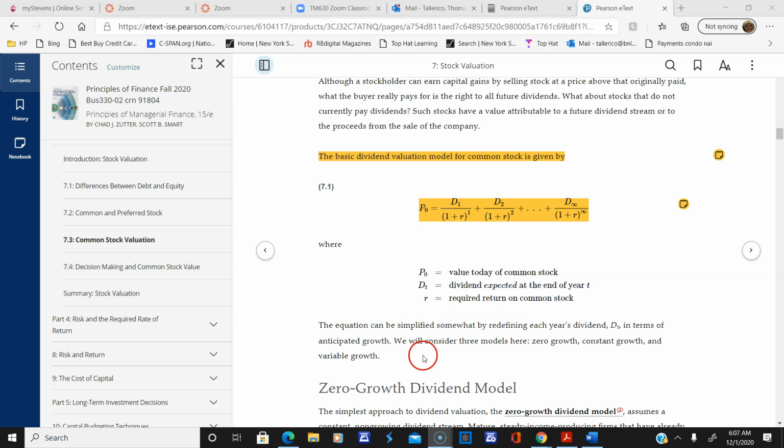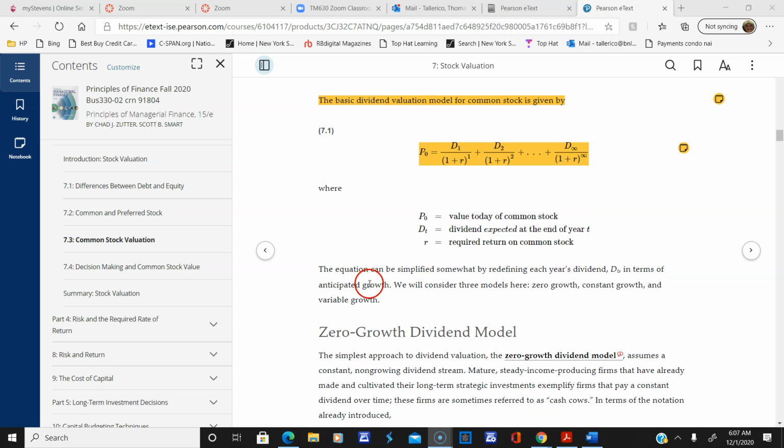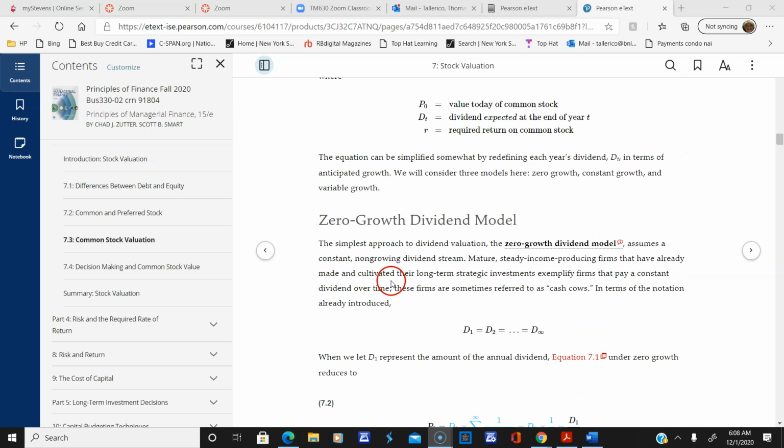And we're going to look at a couple of different models. We're going to use this as a jumping off point, a baseline equation, and then we're going to modify that as we bring up different types of models. The first model I want to talk about is called the zero growth dividend model. What is the zero growth dividend model? It assumes a constant, non-growing dividend stream.